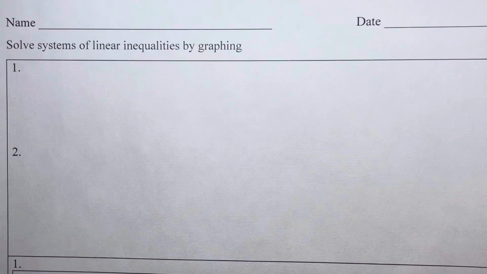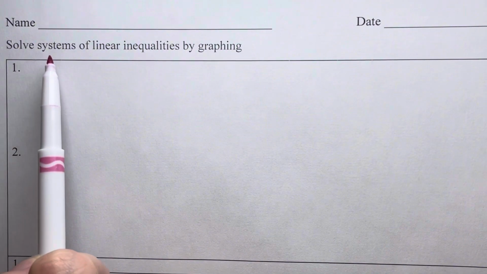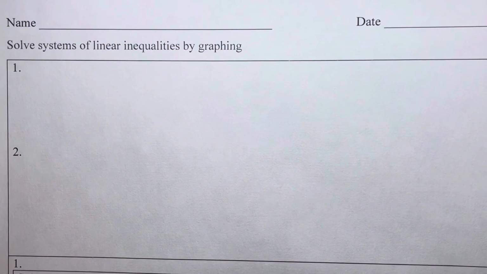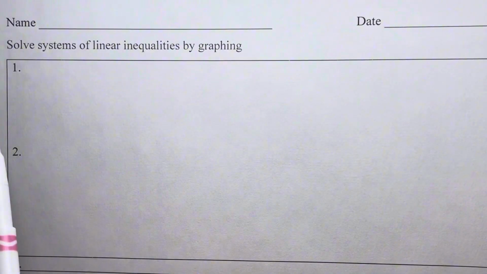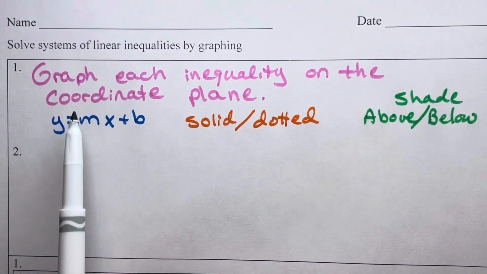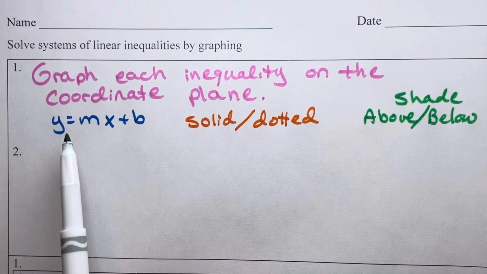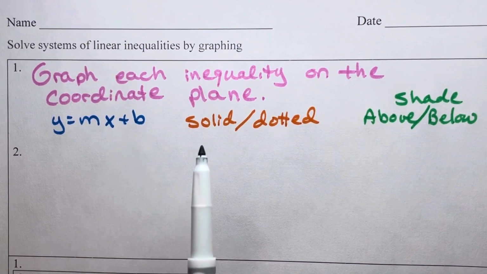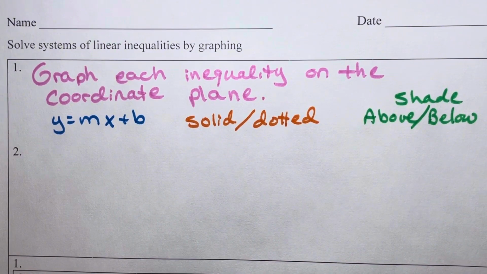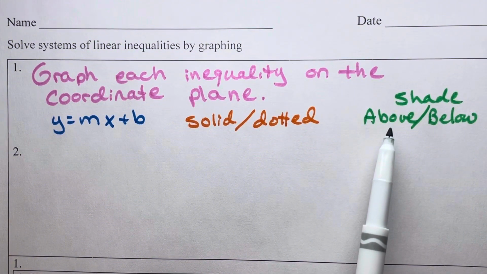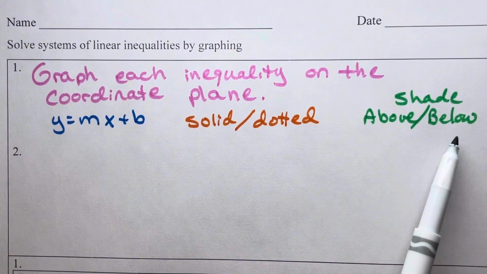In today's math lesson, we're going to solve a system of linear inequalities by graphing. To do this really just takes two main steps. The first step is just to graph each inequality on the coordinate plane, remembering that you're probably going to be using your slope-intercept form of the equation, or inequality as the case would be. You have to determine if your line is solid or dotted, and then for your individual graphs, would you shade above or below the line?